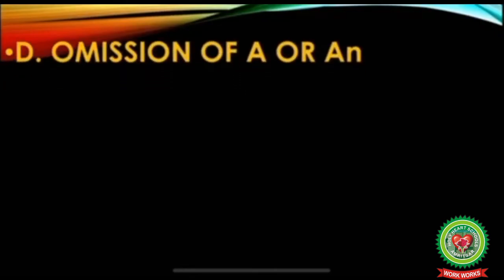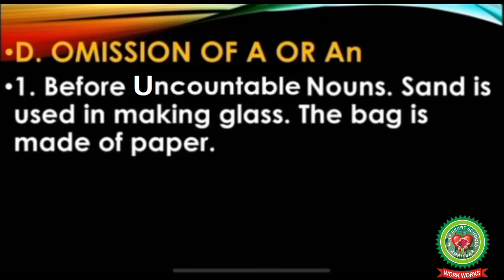Now children, next is omission of article a or an. Before uncountable nouns, we do not use any article. See here, sand is an uncountable noun, so: sand is used in making glass. The bag is made of paper. Paper is also uncountable, so we will not be using any article before uncountable nouns.